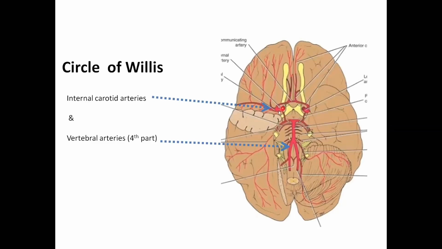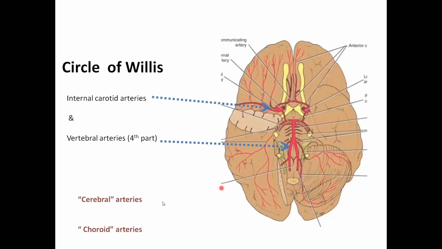The internal carotid artery that you see here will give rise to branches that will anastomose with the posterior cerebral artery, and they together form a circular anastomosis. This arterial circle in the region of the interpeduncular fossa is called the circle of Willis. The branches that arise from the circle of Willis will supply the different surfaces of the cerebral hemispheres.